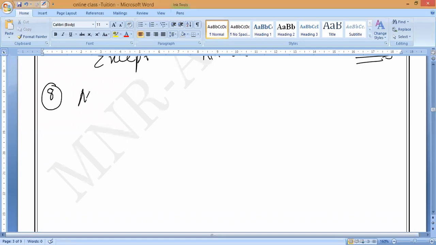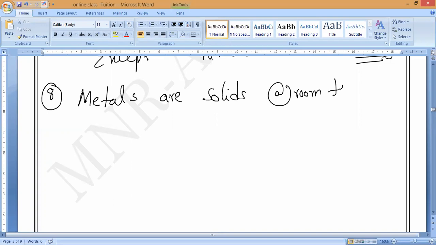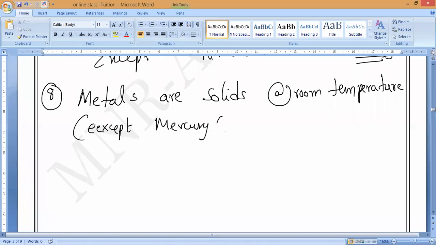So metals exist in only two states. Most of the metals are solids at room temperature. This is what we want. So all the metals are solids at room temperature except one metal. This exemption is what they will ask you in the exam. Except mercury. Its symbol is Hg.